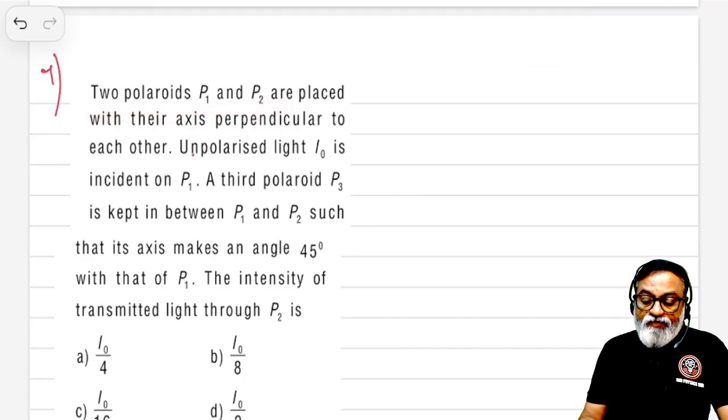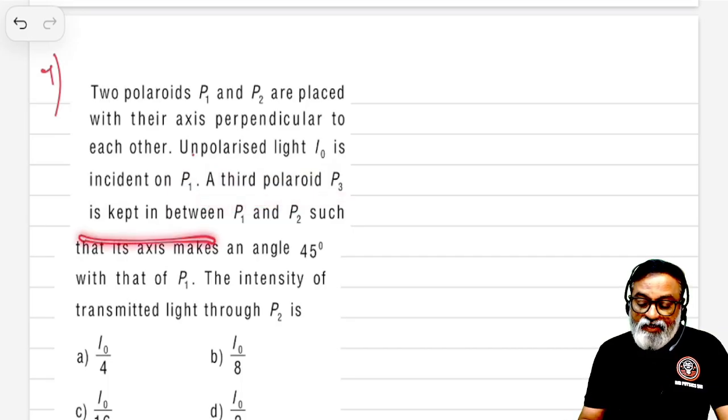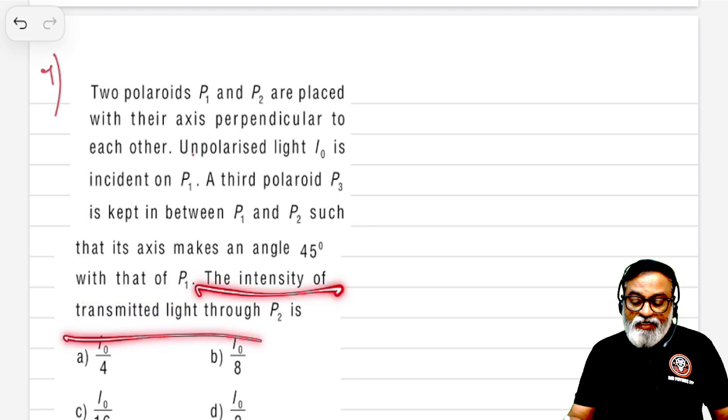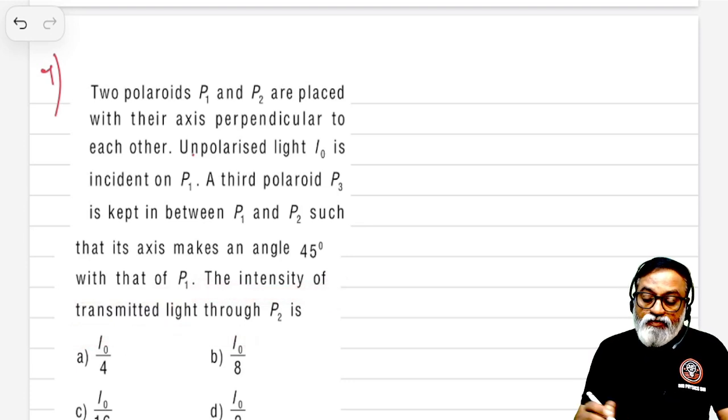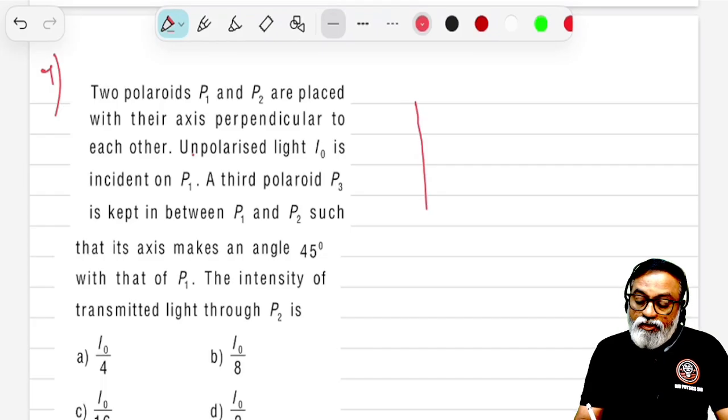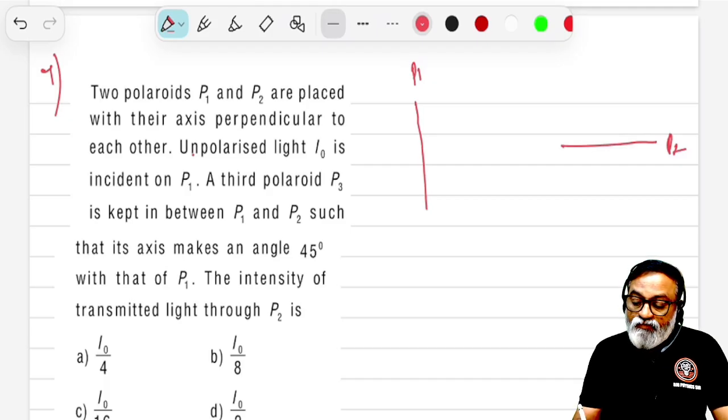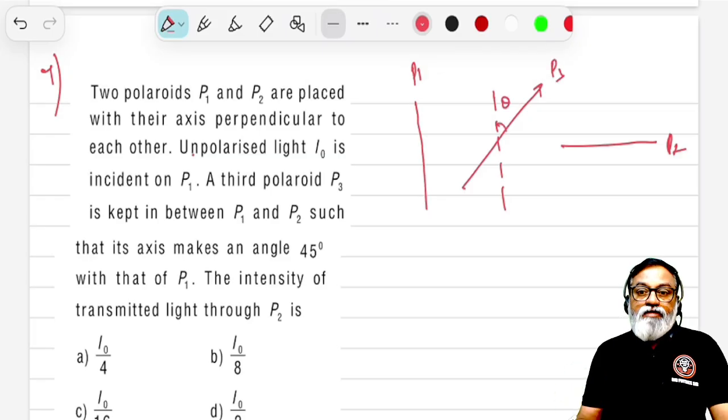Here two polaroids P1, P2 are placed with their axes perpendicular to each other. Unpolarized light I0 is incident on P1. A third polaroid P3 is kept in between P1 and P2 such that its axis makes an angle 45 degrees with that of P1. The intensity of transmitted light through P2 is, see here, this is P1, this is P2, these two are perpendicular. And the third one, this is P3, this angle is given as theta.